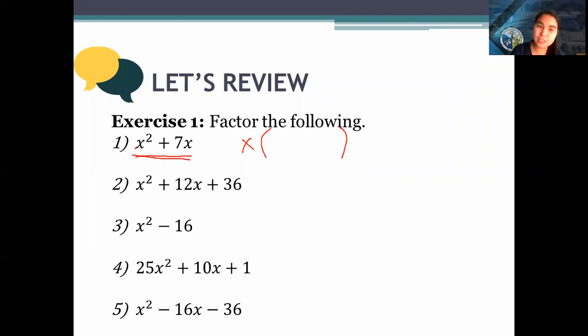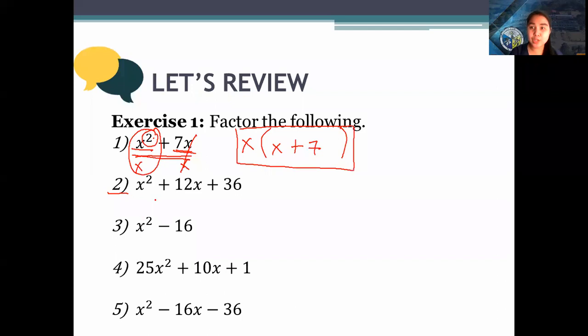I think you could do it this way. Divide by x, divided by x. So x squared divided by x. Again, when we divide same variables, we just subtract the exponents. So 2 minus 1, so 1x. 7x divided by x, we cancel the x, we're left with 7. So this is now the factor for x squared plus 7x.